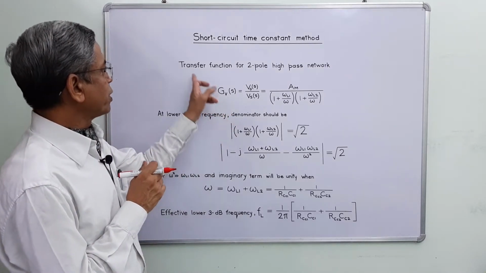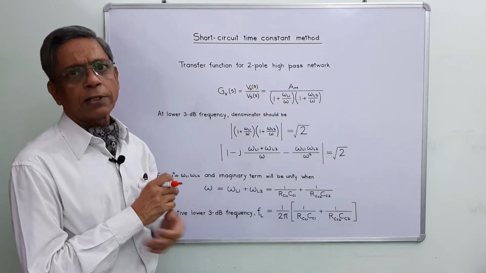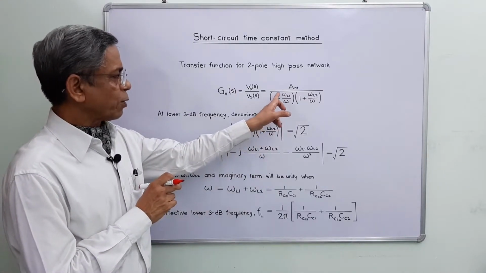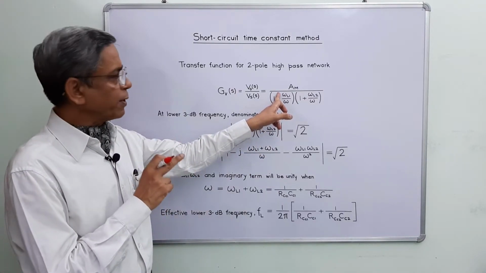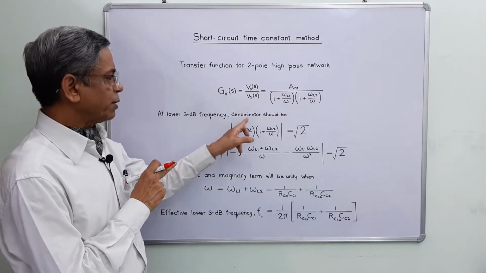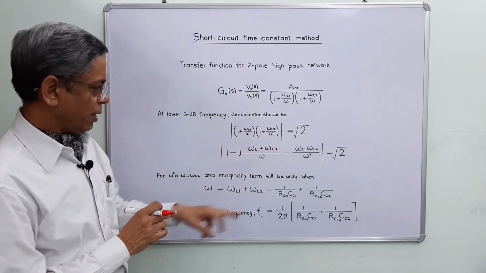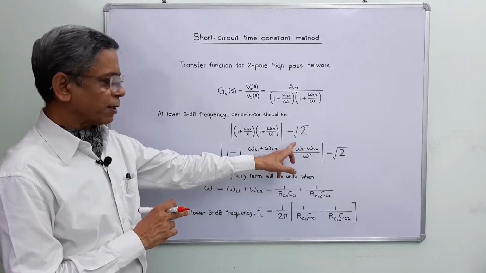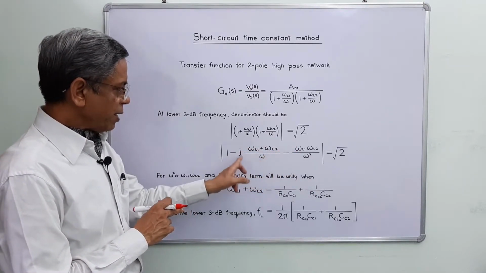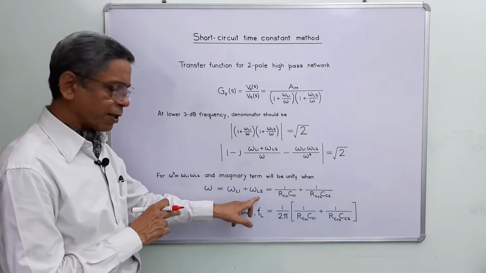So this is the expression for the transfer function with two poles, and it is showing high pass network characteristics. These are two pole frequencies, this one corresponding to coupling capacitor CC1, and this one for coupling capacitor CC2. At the lower 3 dB frequency, the denominator should be equal to root 2, and considering this denominator is far greater than this numerator, this imaginary term will be unity when the denominator is equal to the numerator, and this is a condition.